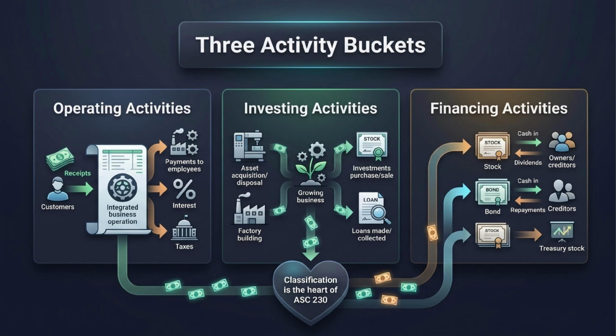No cash flow should be left homeless. ASC 230 is strict but fair. If cash moved, classify it. If no cash moved, disclose it separately where required.